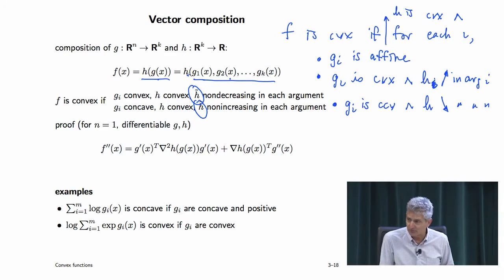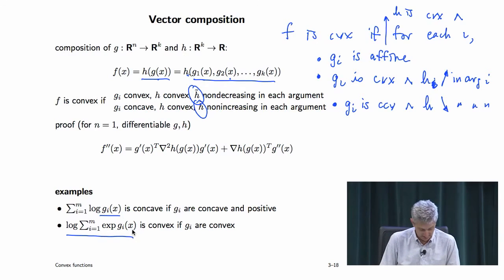So let's look at an example. You have something like this. Let's see. The sum of the log of a bunch of concave functions is going to be concave, and that would follow from something like this. Here's one. Log sum exp of g_i of x. If the g_i's are convex, log sum exp of g_i, that's convex.